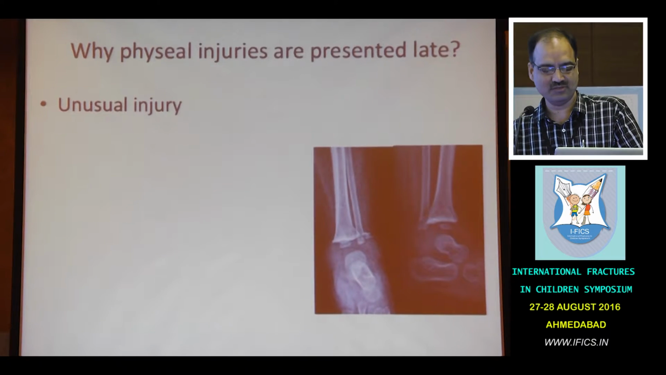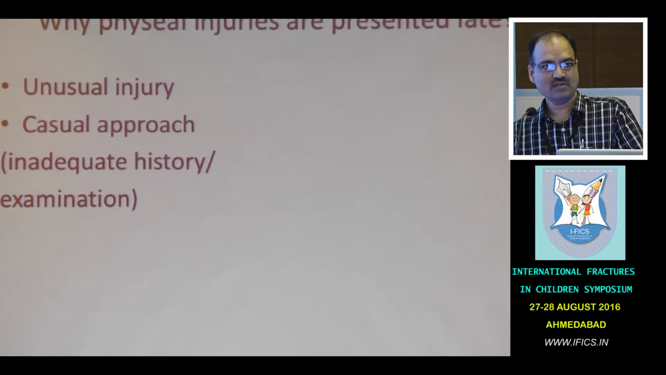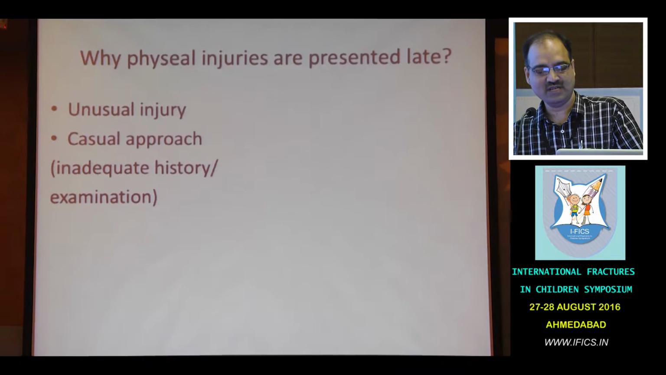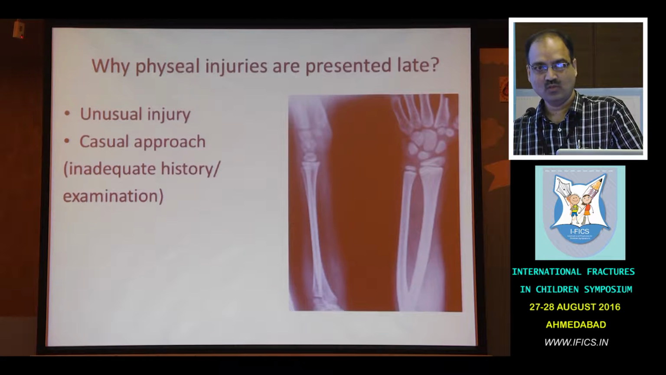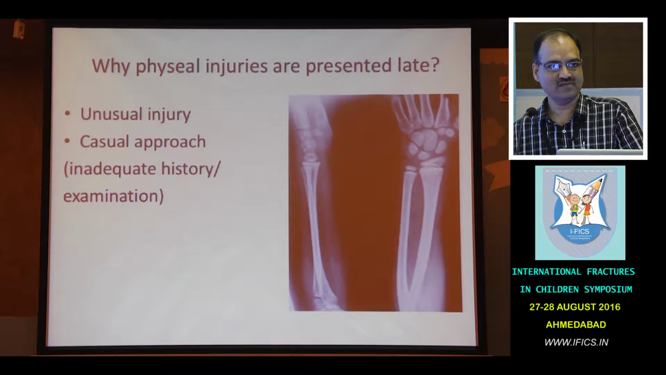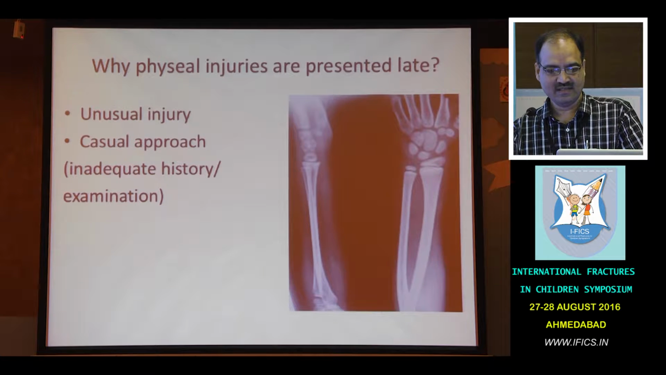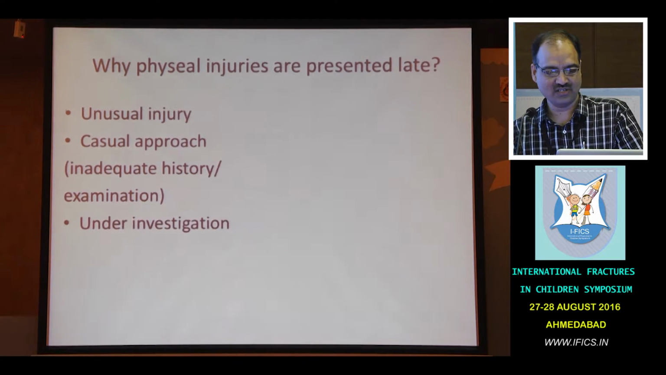Why? Because sometimes it may present in a very unusual site, which is not common, and sometimes we have a casual approach, and clinical accuracy has gone. I'll give an example. One child presented in the trauma center with a fall on an outstretched hand. Initially the resident took the x-ray, did not see the patient, and said it's normal, just go, nothing has happened. This child belonged to one of the sister's children, and came after a week with this x-ray. Why has this injury been missed? Because a proper clinical examination was not done.